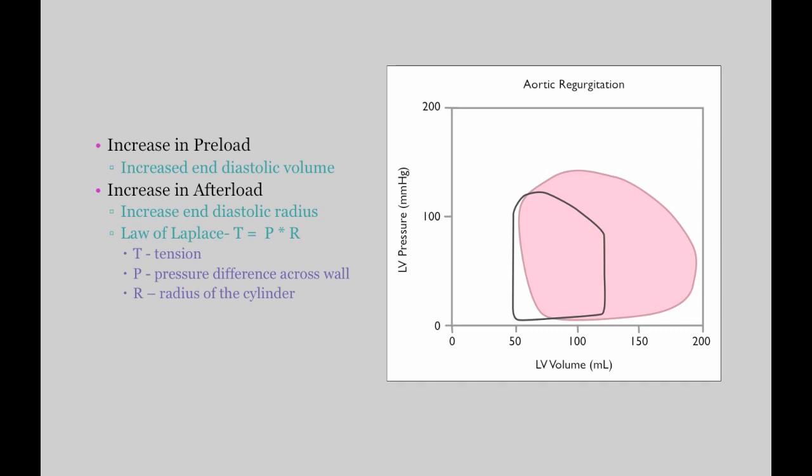This is a classic pressure volume loop of aortic regurgitation. Here we see increased end diastolic volume, which demonstrates increased preload. And we also see increased end diastolic pressure and afterload. This has to do with the law of Laplace, where wall tension equals pressure times the radius of the cylinder. As the radius increases, therefore, the wall tension increases as well.